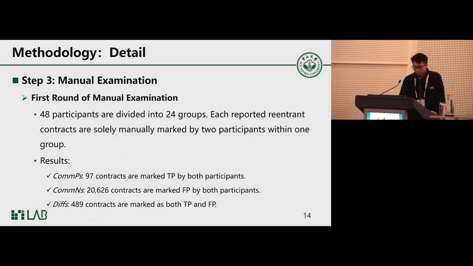In the first round, we divide 48 participants into 24 groups and let the two participants within one group manually mark the reentrant contracts. After the examination, we obtain 97 contracts that are marked true positive by both participants. 20,626 contracts are marked false positive by both participants, and 489 contracts are marked as both true positive and false positive.